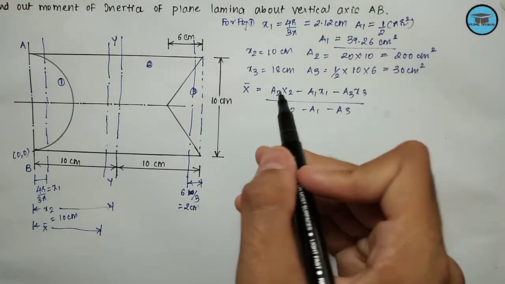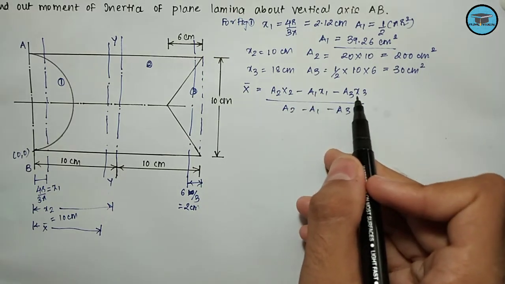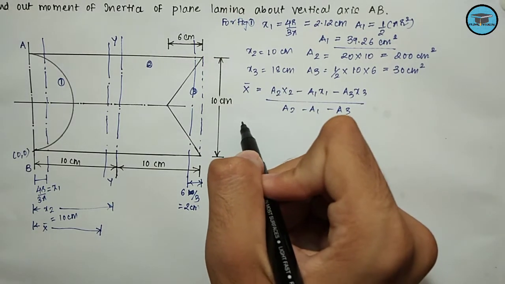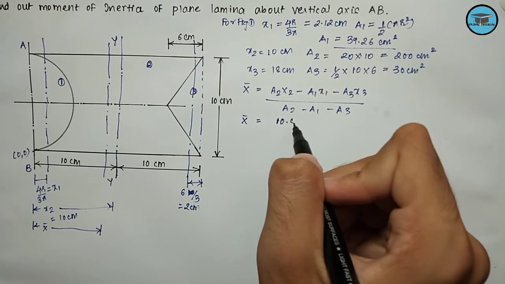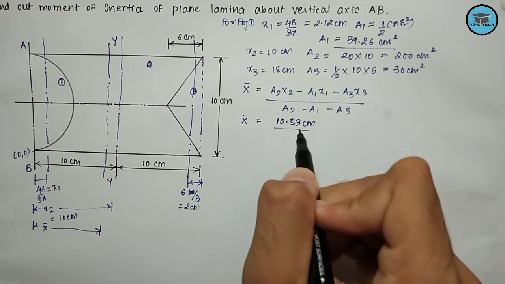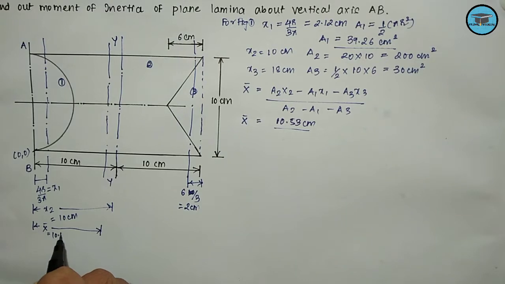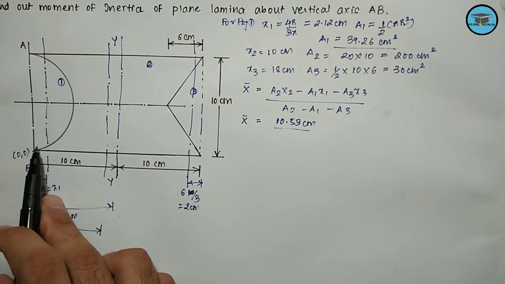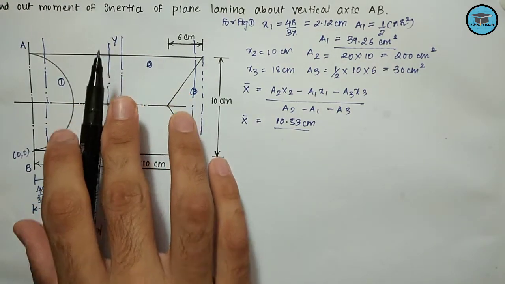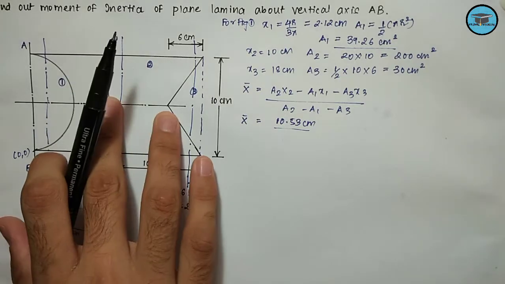Okay, so we know the value of A2, X2, A1, X1, A3, X3. So placing the values, we will be getting the value of X bar as somewhat 10.53 centimeter. So this distance is given as 10.53 centimeter. Okay, now we need to determine the moment of inertia of the standard figures about this axis YY which is passing through the centroid of this plane lamina.